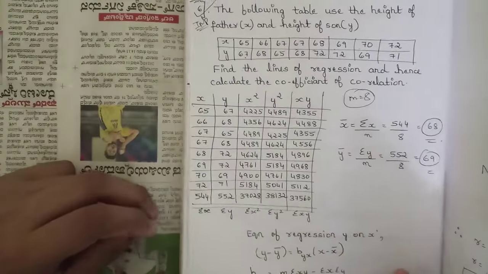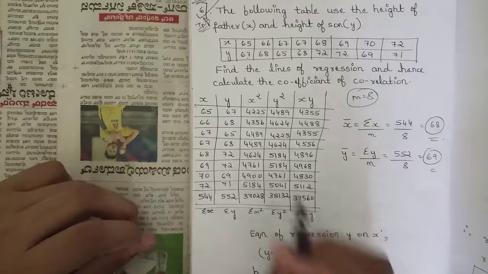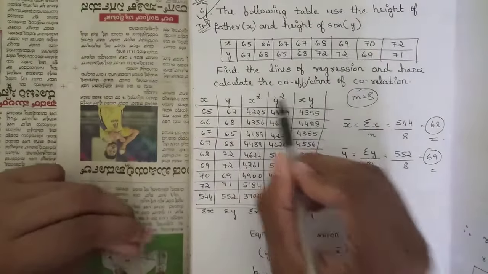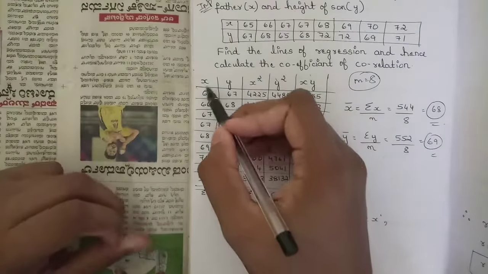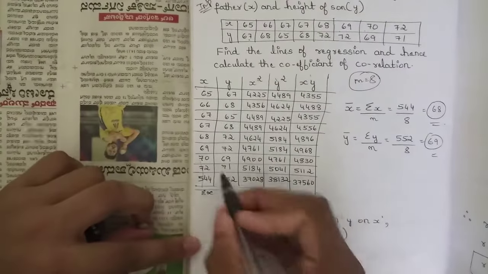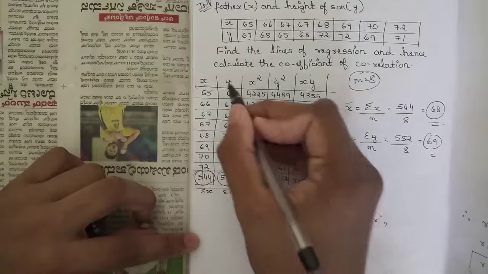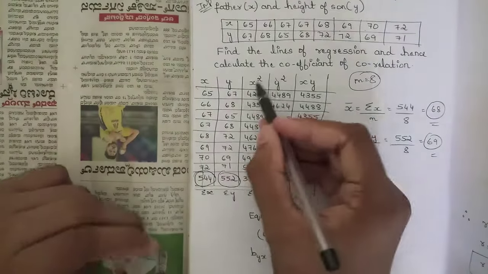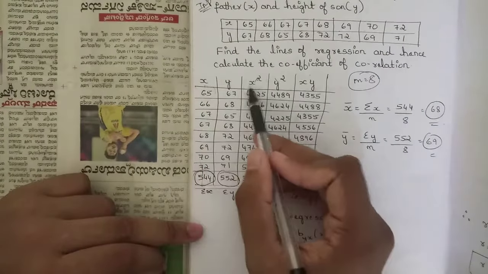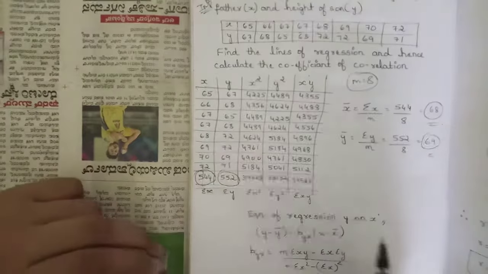And after that, in order to find the regression, we have the parameters x, y, x square, y square, xy. Substitute the values of x here, y here. So here I got the summation of x as 544. Similarly, summation of y as 552. X square means we need to take 65 square, 66 square and write all the square terms.